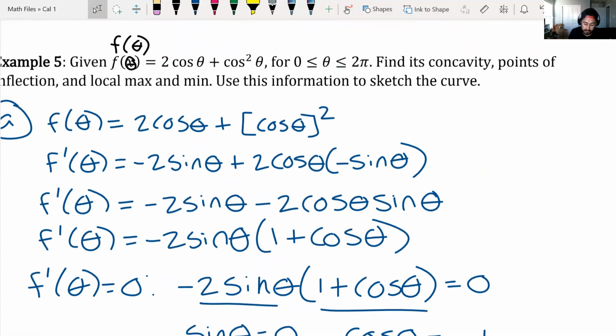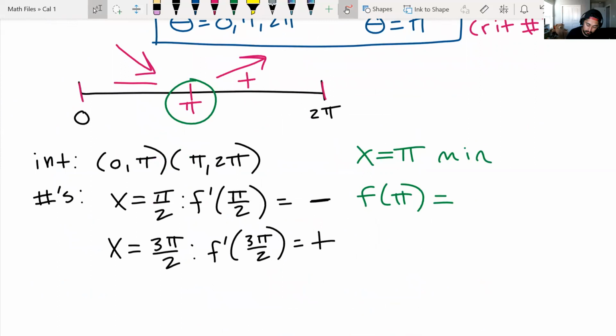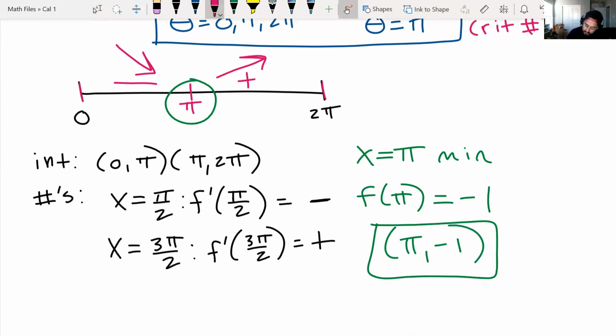So for that one, I have 2 cosine x plus cosine x squared. Enter and just type in pi. We get negative 1. So this equals negative 1, which means the point pi, negative 1 is my minimum.